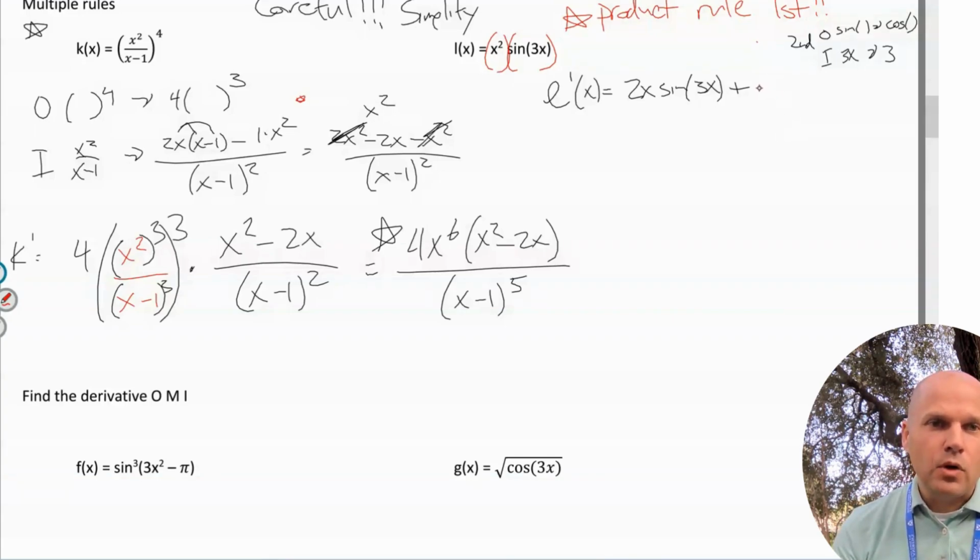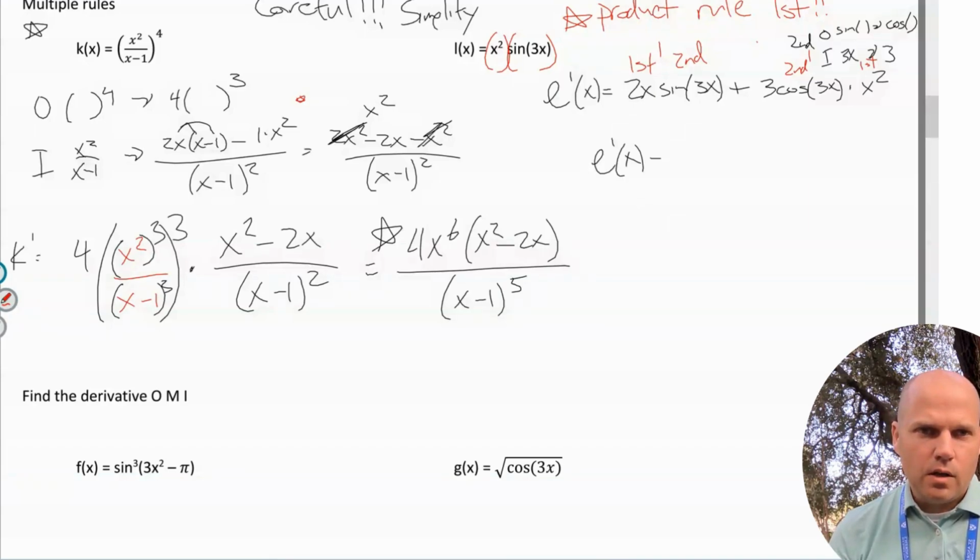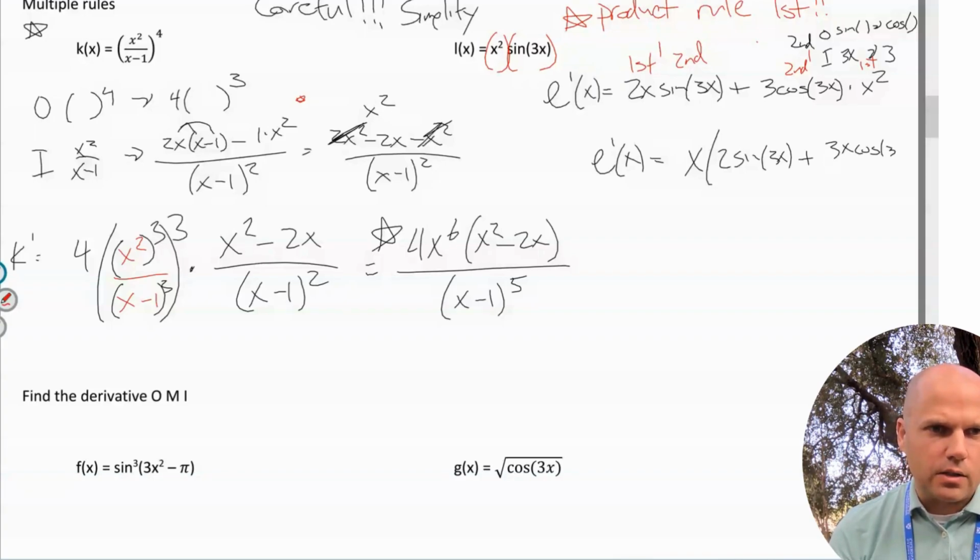So I have 3 cosine, what starts in parentheses stays in parentheses, are the slope of the second. Don't forget to multiply by the first. So just recalling product rule, slope of the first, second. This entire thing is the slope of the second, and there's the first. Okay. And you can leave it like that. Maybe you want to factor out something. We will be factoring more later in the lesson. I can factor out an x. I have 2 sine 3x plus 3x cos 3x.